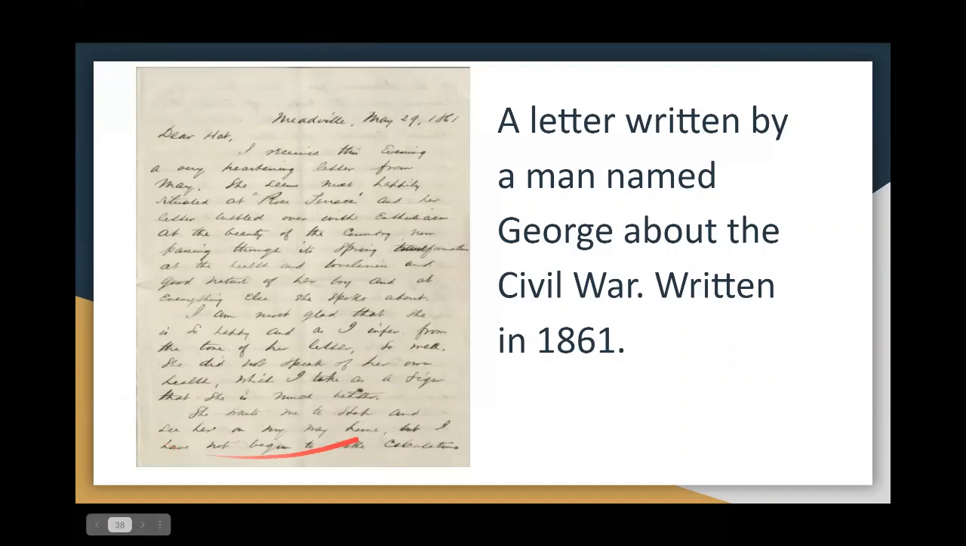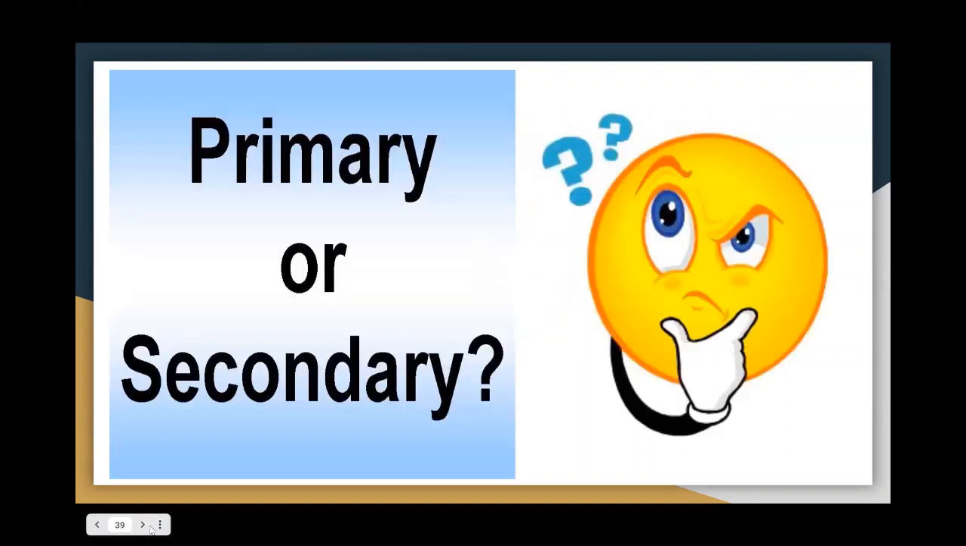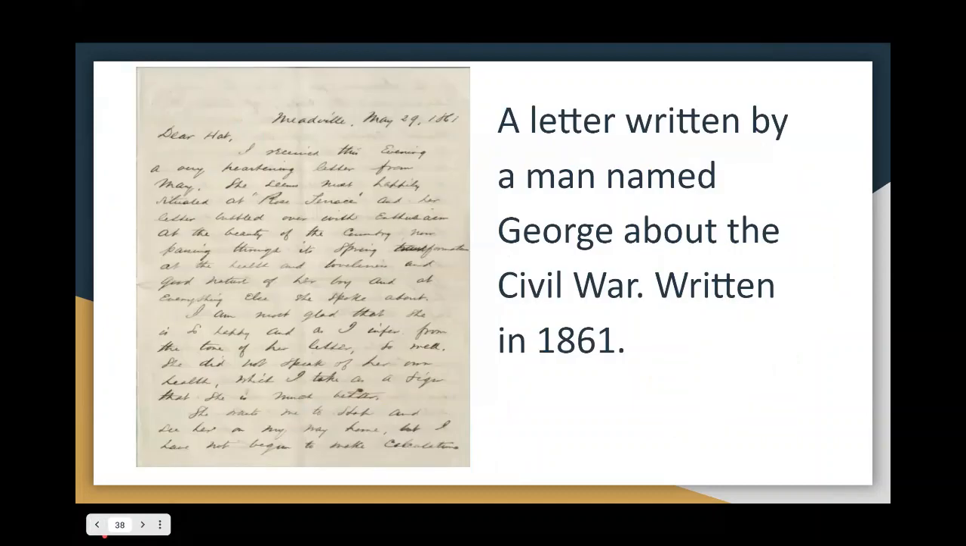So let's take a look at this letter. This was a letter written by a man named George about the Civil War. It was written in 1861. Now, is this a primary or a secondary source? Let's go back to it.